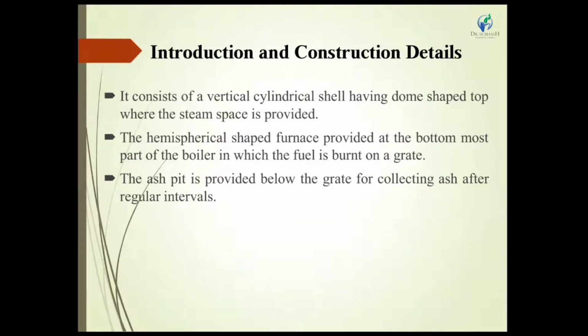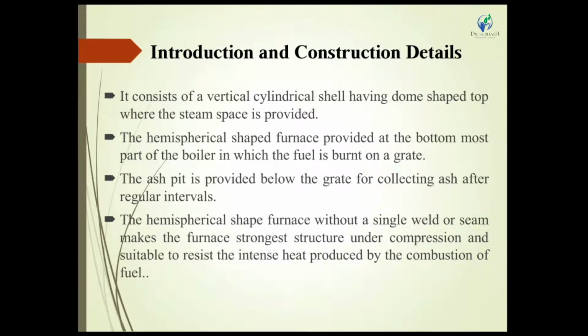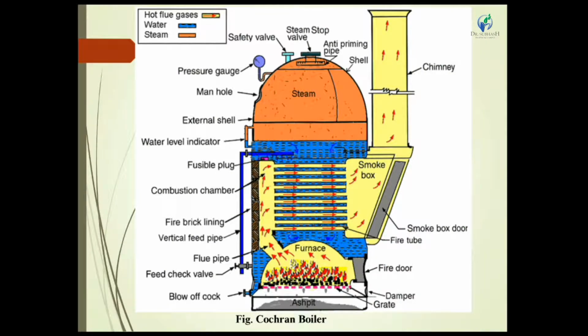The ash pit is provided below the grate for collecting ash at regular intervals. The hemispherically shaped furnace, without a single weld or seam, makes the furnace the strongest structure under compression and suitable to resist the intense heat produced by the combustion of fuel. This is all the topic we have to cover. This is the figure of the Cochran boiler.